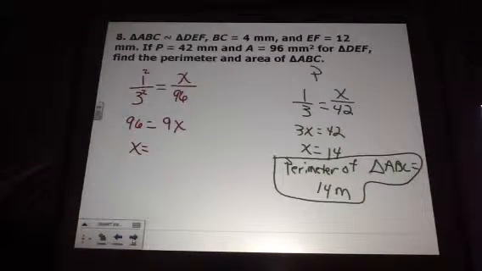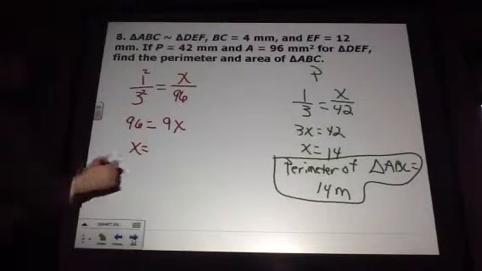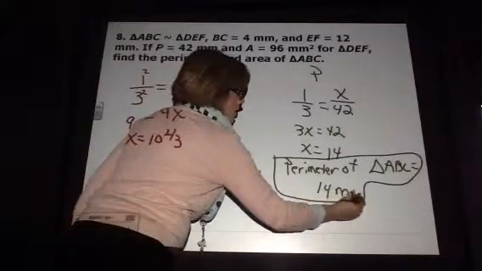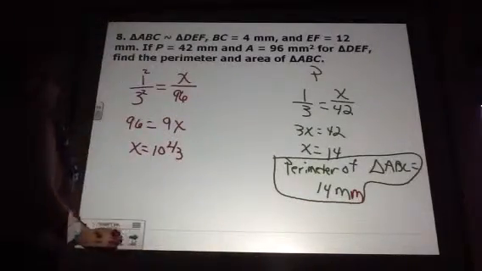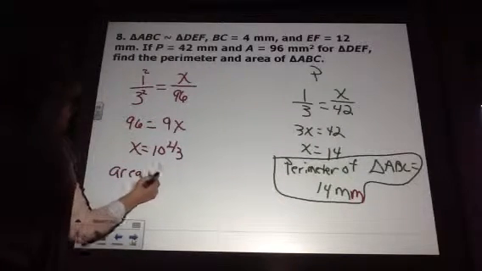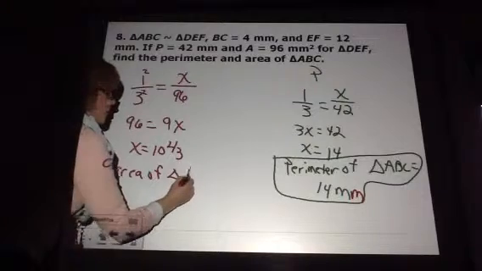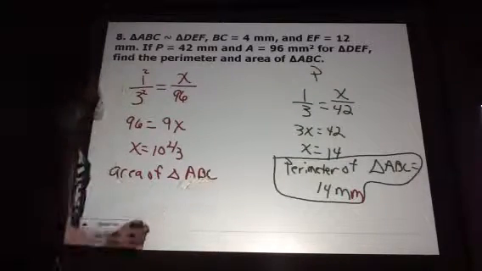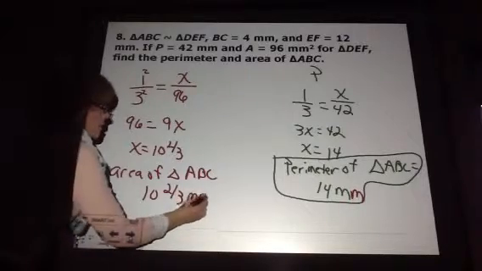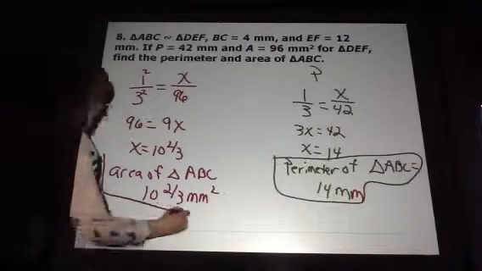Divide by 9. And you're going to get 10 2/3. Got the wrong units there. It should be millimeters. All right, so this is representing area of triangle ABC. So it's 10 2/3 millimeters squared because we're talking about area.